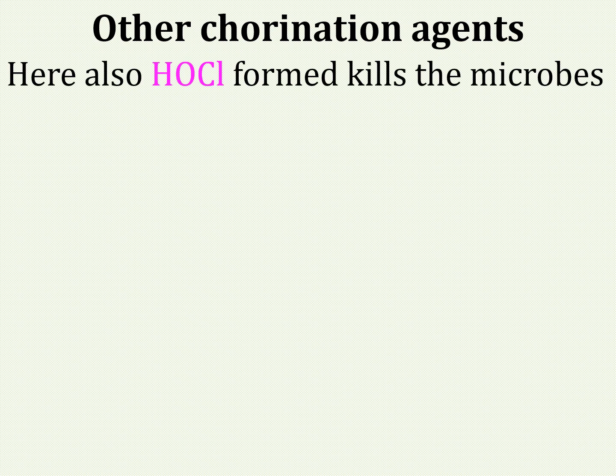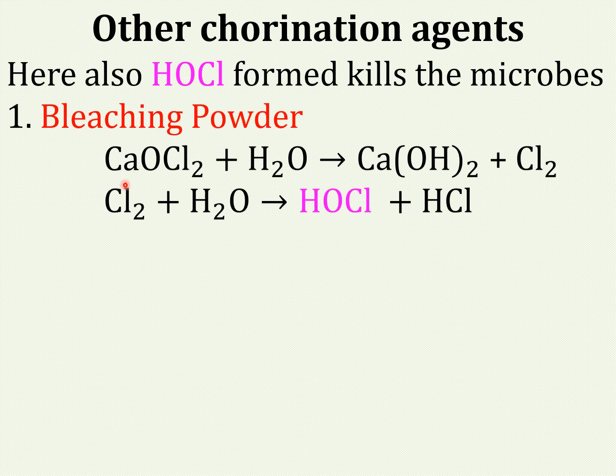Let's have a look at the chlorinating agents other than chlorine. Examples are bleaching powder and chloramines. Here also the principle is the same, the chemistry is the same. HOCl is formed, which will kill the microorganisms. First let us have a look at the bleaching powder, that is CaOCl2. When it comes into contact with water, it first forms chlorine, and then the chlorine, when it comes into contact with water, will form HOCl. And this HOCl will act on the microbes.